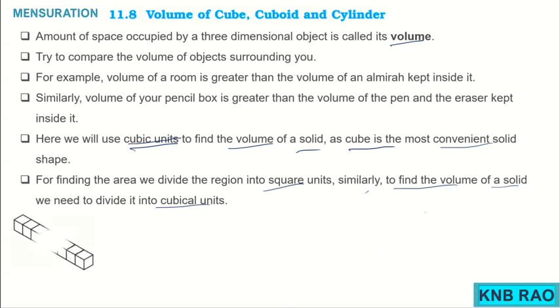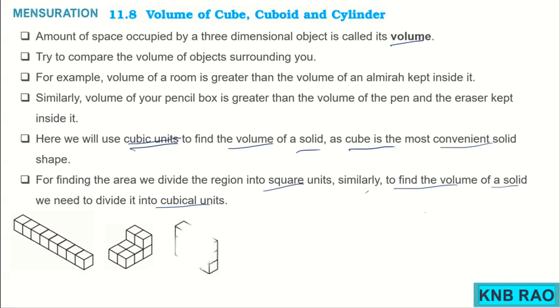Such as here, you observe, you could see 8 unit cubes are there. That means its volume is 8 unit cubes. And similarly, there is another shape. It also contains 8 unit cubes. So the volume of it is again 8 unit cubes only.